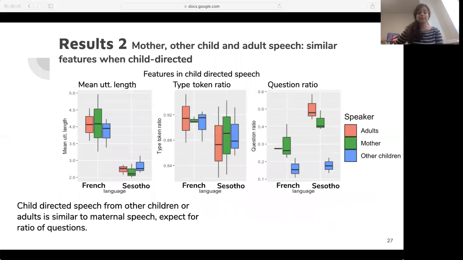We then looked at qualitative features of child-directed speech. In the graphs, you may find French and Sesotho on the x-axis, and mean utterance length, type token ratio, and question ratio on the y-axis. The mother is again in green, the other children's speech is in blue, and the other adult speech is in red. Child-directed speech from other children is similar to maternal and other adult speech, except for the ratio of questions, and this applies to both cultures.